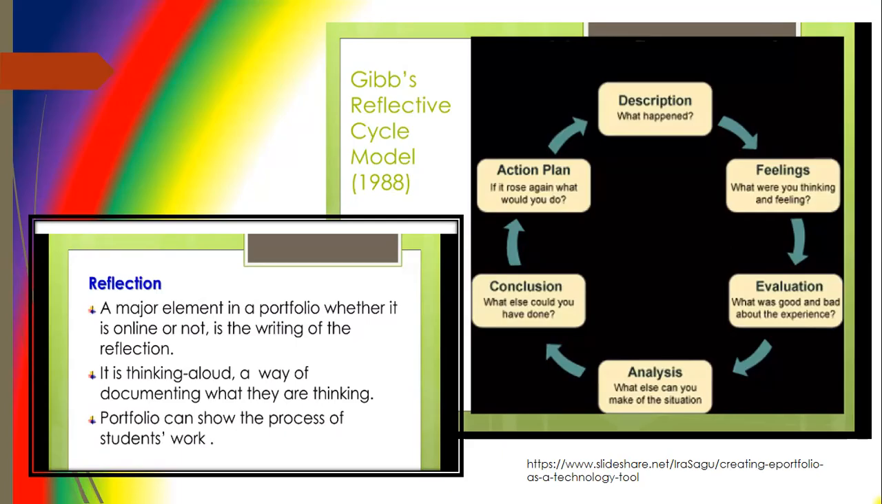The first is description, talks about what happened. The feelings, what were you thinking and feeling. Evaluation, what was good and bad about the experience. Analysis that talks about what else can you make of the situation. Conclusion, what else could you have done. And lastly, the action plan. That probably talks about if it rose again, what would you do? So a good portfolio will include the reflection.